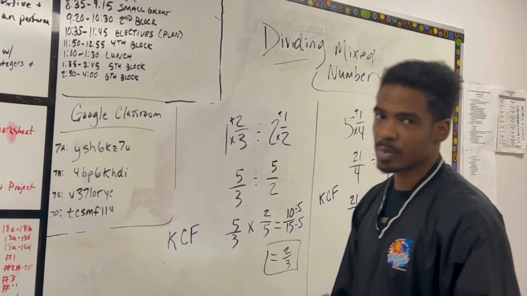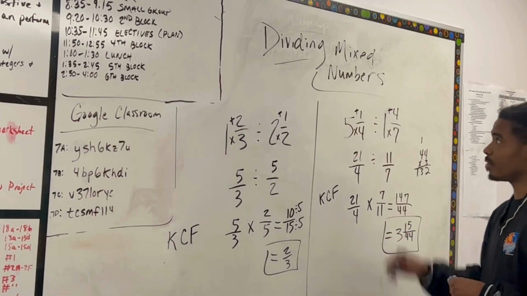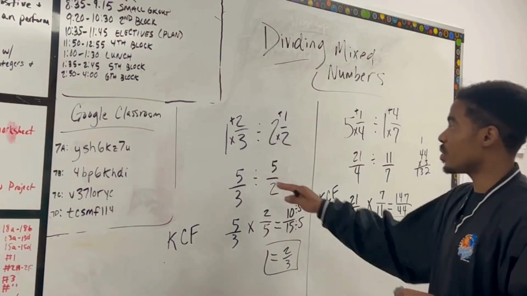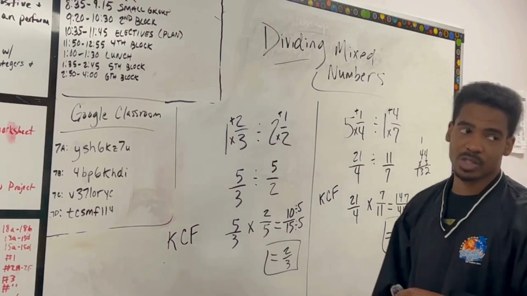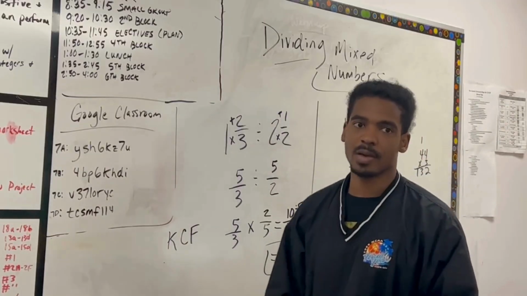It's pretty easy money. Like I said, it's just understanding the first thing: when you divide mixed numbers, you got to change them to improper fractions. And anytime you're dealing with division, make sure you change them using keep, change, flip. Let's keep it going.